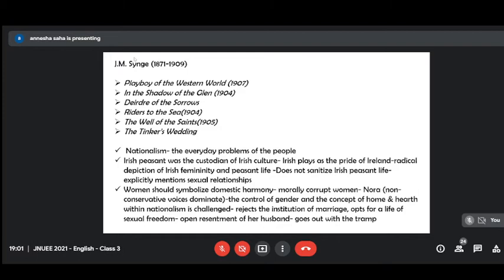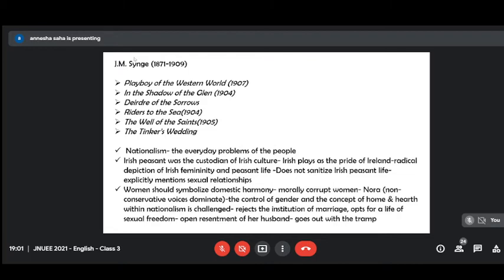So within these two plays, The Playboy of the Western World and especially In the Shadow of the Glen, the figure of the woman becomes very, very important. According to nationalist ideology and nationalist constructions, the woman was supposed to symbolize domestic harmony. Those ideas of the angel in the house, the Victorian conception of the angel in the house, and the woman's special, proper sphere being the domestic sphere. All of those ideas.